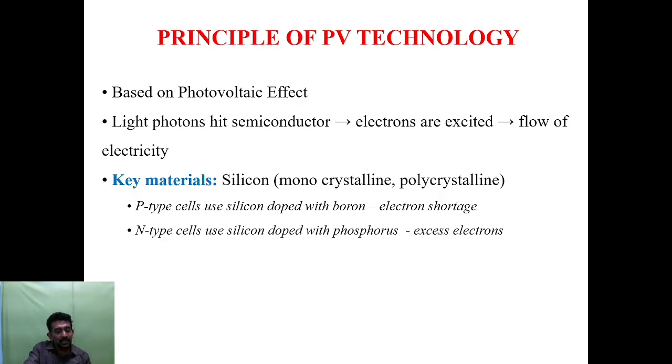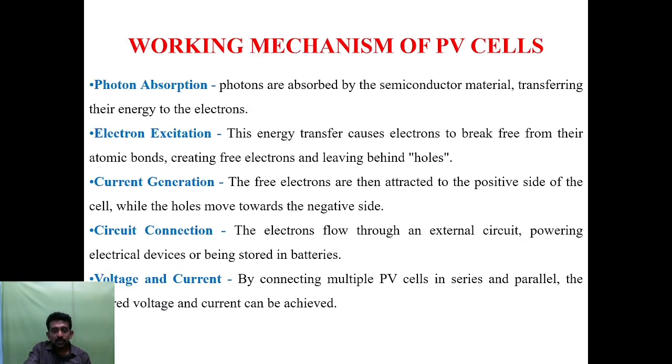So next, in case of n-type cells, the silicon is doped with phosphorus, which has excess electrons. Phosphorus is a pentavalent compound, in which 5 electrons are orbiting over the outermost shell of the atom, so it has 1 electron in excess when it is doped with the silicon. So working mechanism of PV cells. This is one of the basic working mechanisms of PV cells.